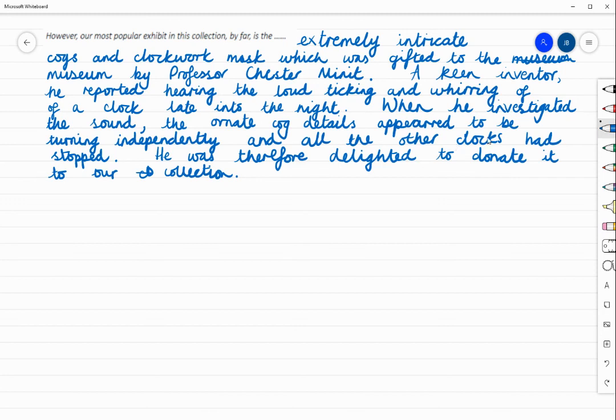It's got a mixture of different sentence types in there. I'd like you to have a go at creating your own paragraph for this museum guide, starting with, "However, our most popular exhibit in this collection by far is the," and you're going to carry that on. I look forward to reading them.